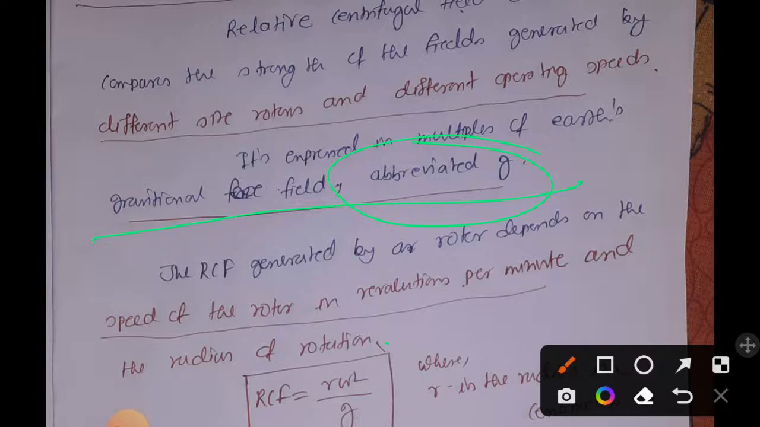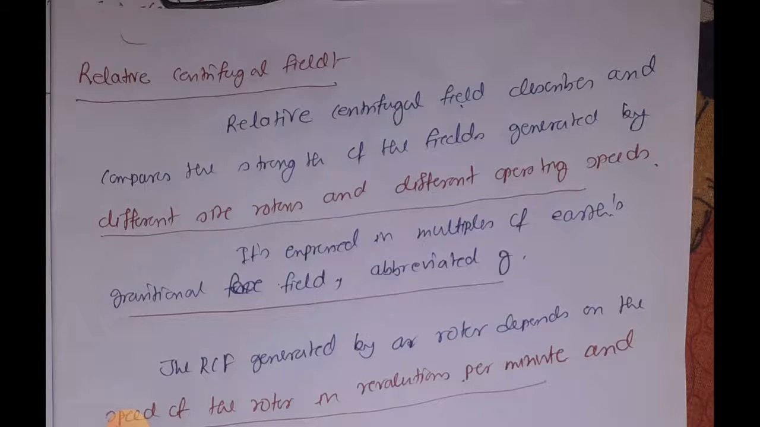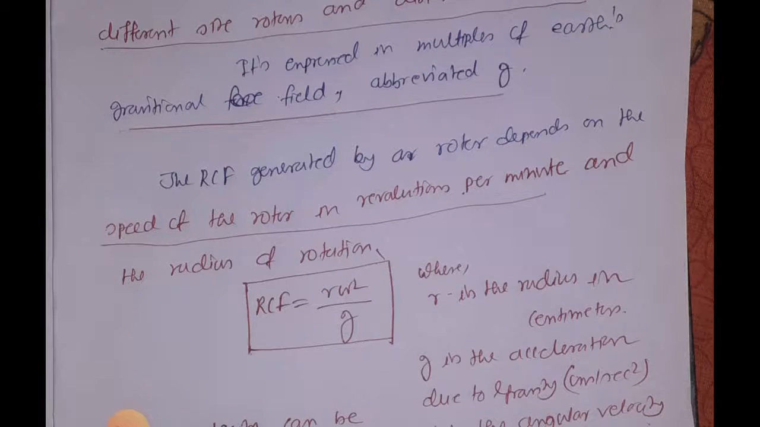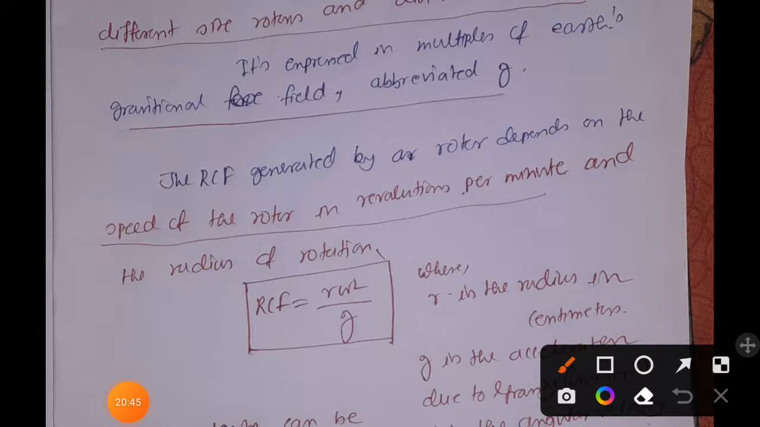That means you may get a relative centrifugal field value as 5000 G, suppose. Relative centrifugal field compares the strength of the field generated by different size rotors and at different operating speeds. So it is a comparative term. We can determine RCF with the help of r omega square by g.